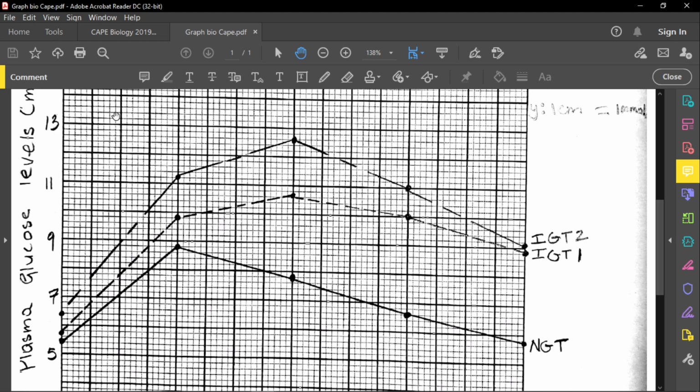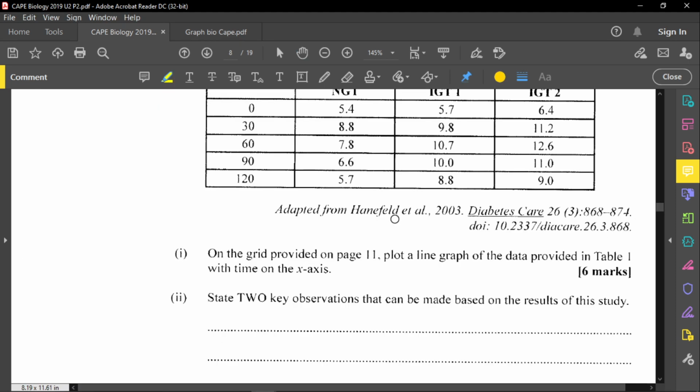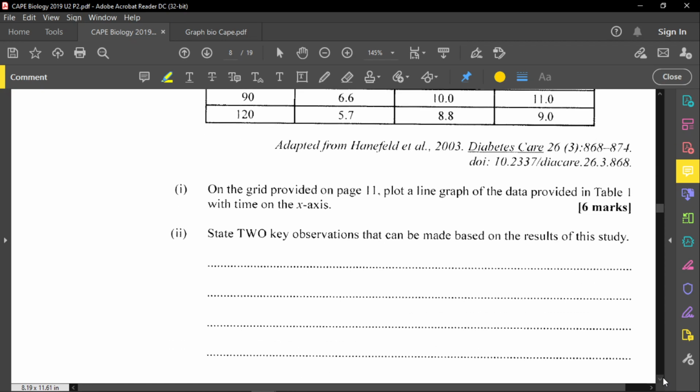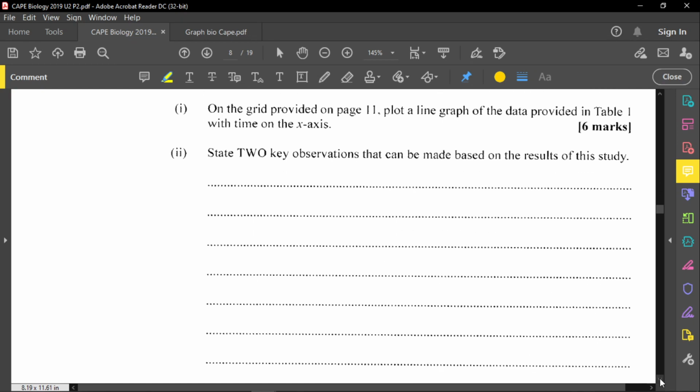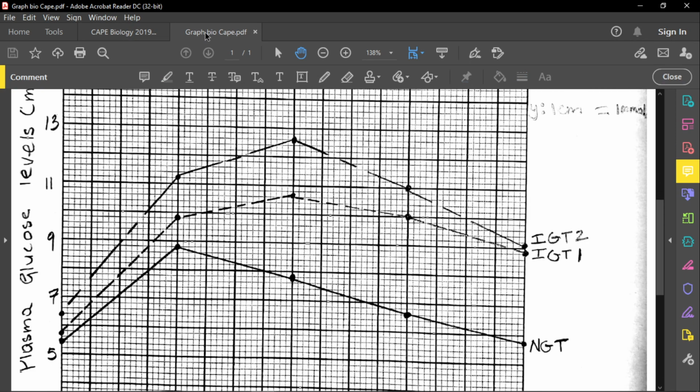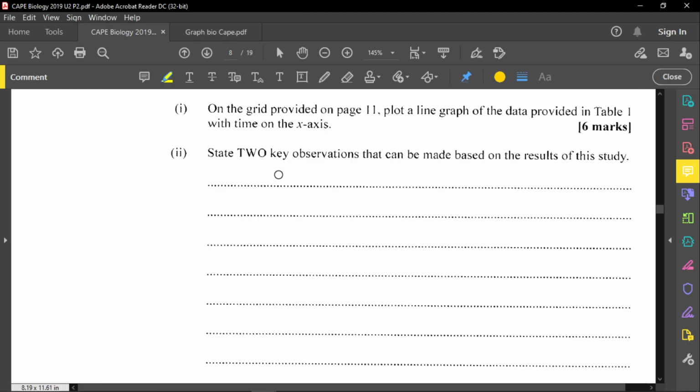Now, let's go back to the questions. And for part 2 of this question, it states, state 2 key observations that can be made based on the results of this study. And if you look at the graph carefully, let me go back and forth with the graph, you notice that NGT is always below the IGTs. All right, so that is one thing you can observe based on the result.